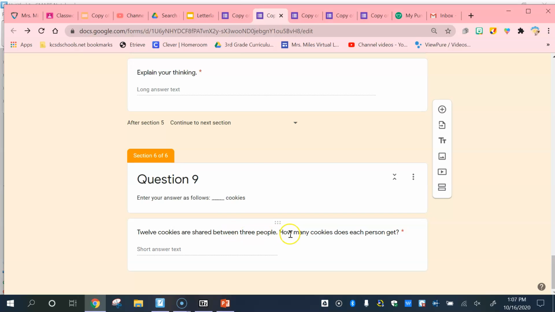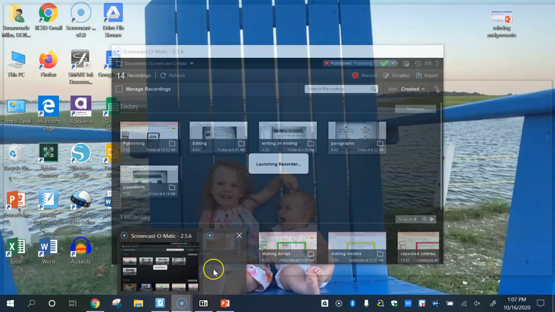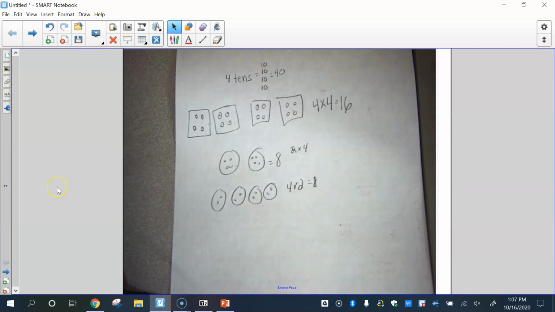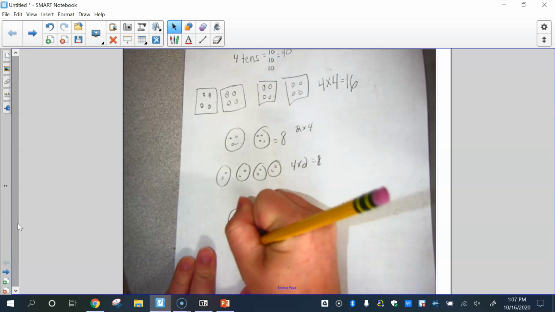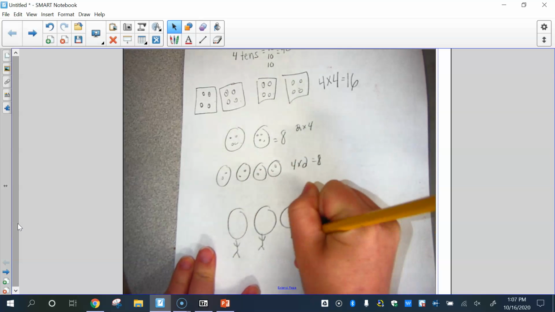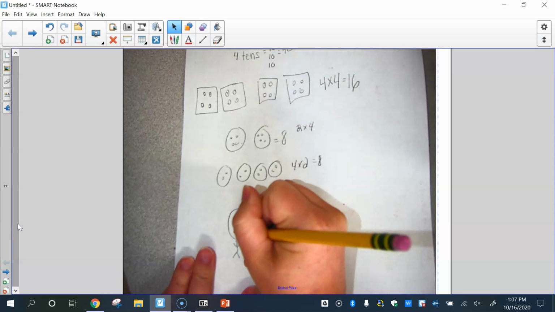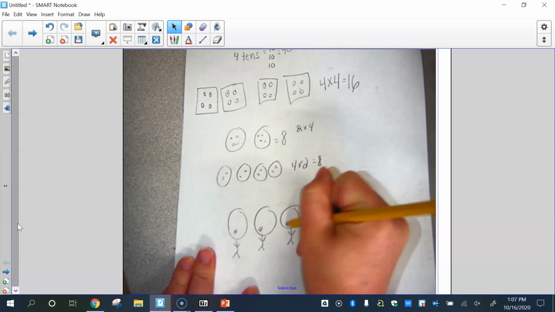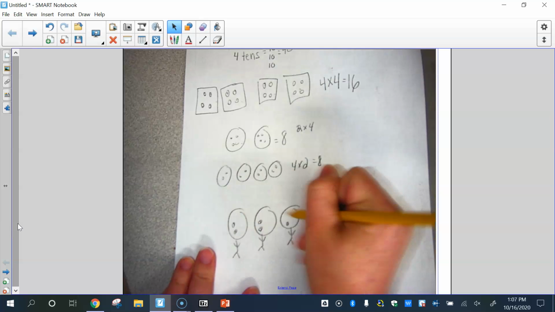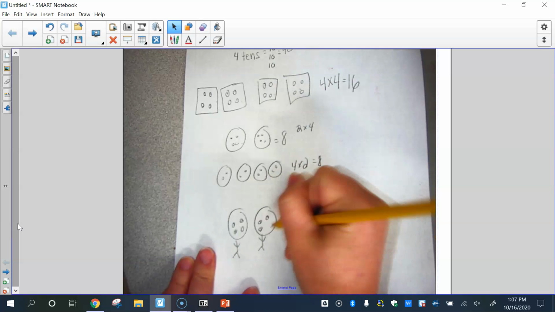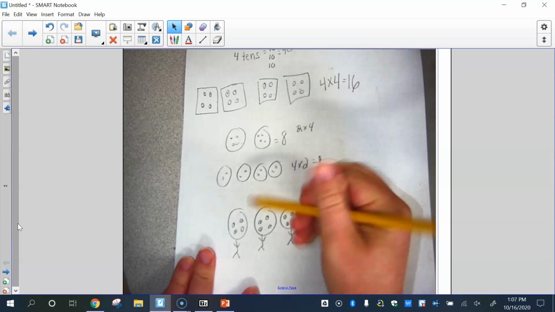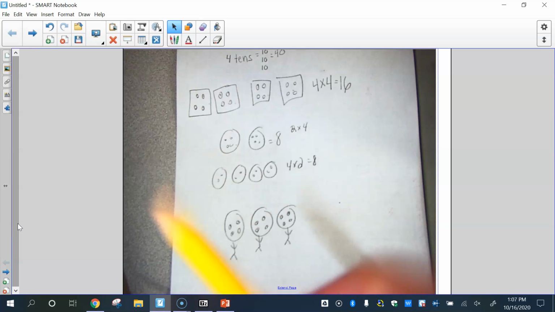12 cookies are shared between 3 people. How many cookies does each person get? 12 cookies between 3 people. So what I'm going to do first is I'm going to have the 3 people, and then I'm going to count out 12. They each get 1 to start out with. 1, 2, 3, 4, 5, 6, 7, 8, 9, 10, 11, 12. So each person gets 1, 2, 3, 4 cookies.